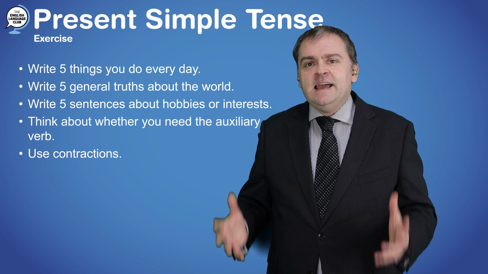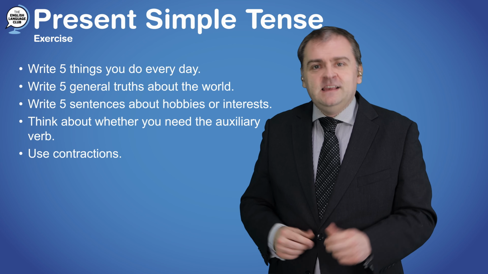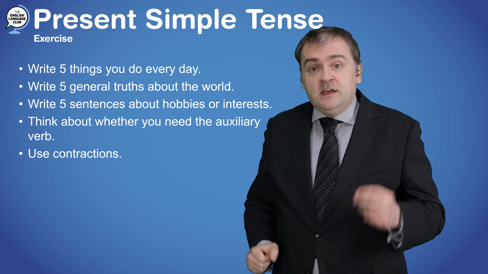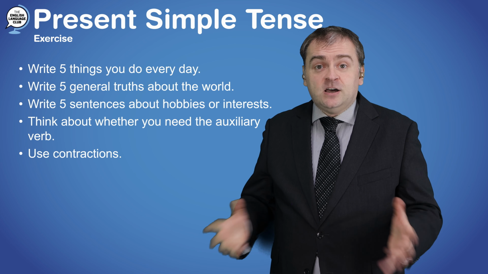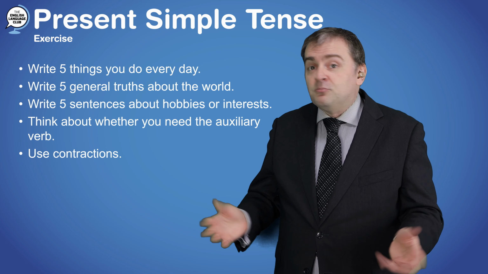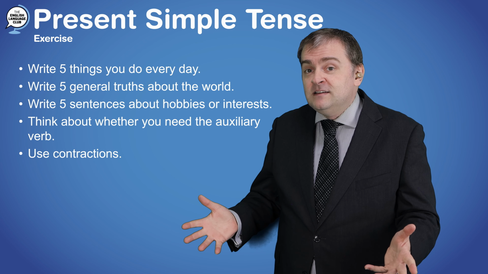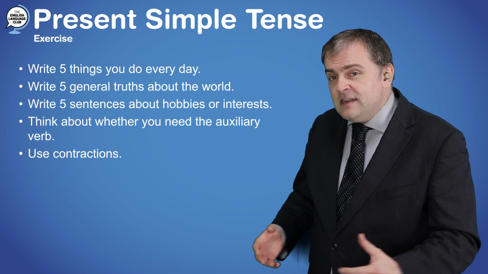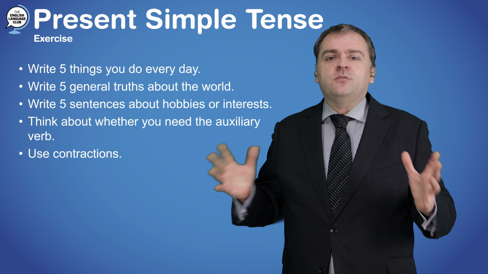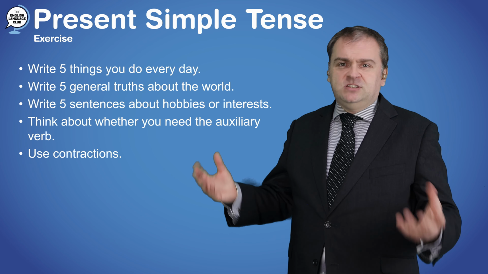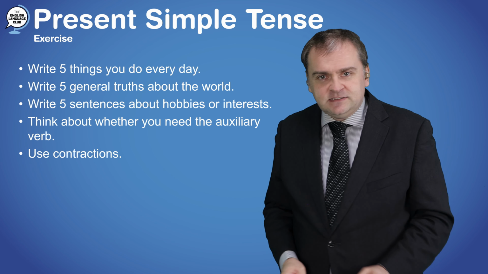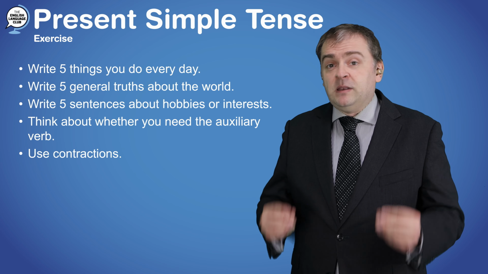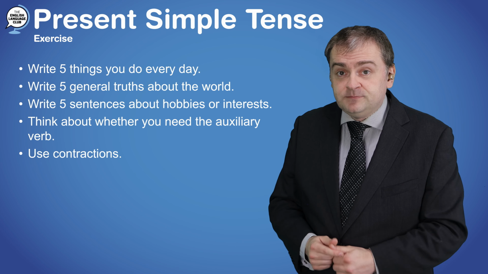So let's end with an exercise. In the comments section, write down 5 things that you do every day. For example, wake up, brush your teeth, eat breakfast, go to school or work or come home. Then write 5 truths about the world. For example, the sun rises in the east and sets in the west. Water freezes at 0 degrees Celsius. Plants need sunlight to grow.